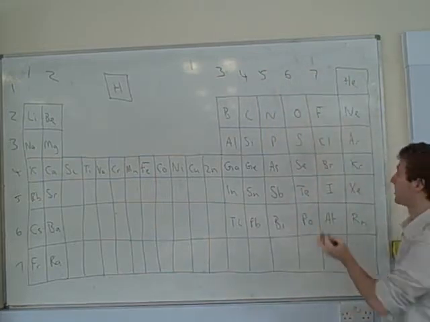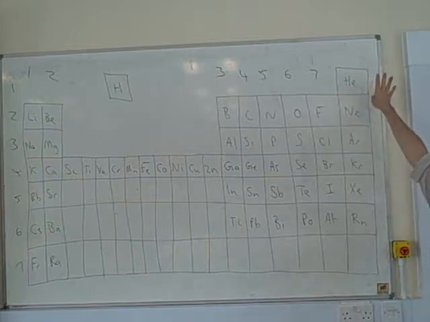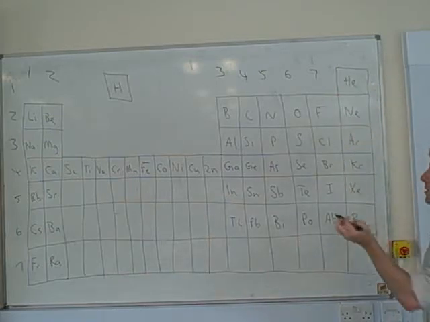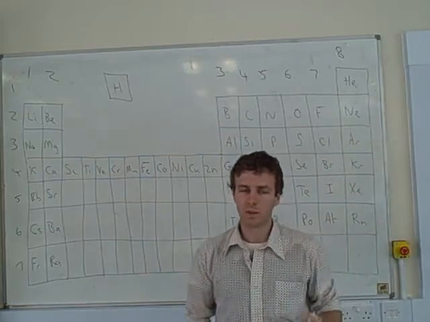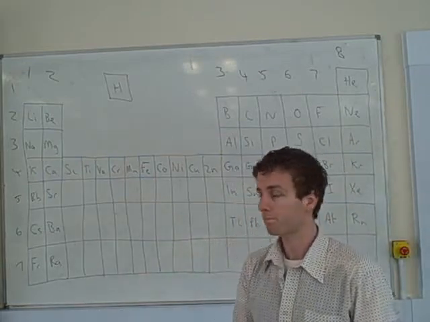And sometimes your noble gases here, neon, argon, krypton, xenon, and radon, sometimes they're called group 8, but sometimes they're also called group 0. So you can kind of call those whichever one you want.